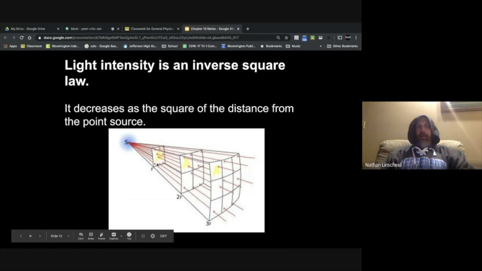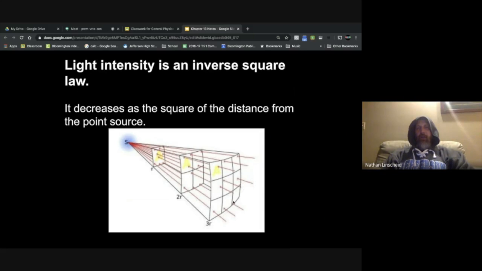So here we have one radius away, and you've got all the light going through this particular square, right? So you double the radius. Now the area that takes up is 4 times as much. So now each square gets 1/4 the intensity that you had here. If we triple that radius, now we've got 9 times as much surface area. That same light that was going through here has to all spread out and go through here.